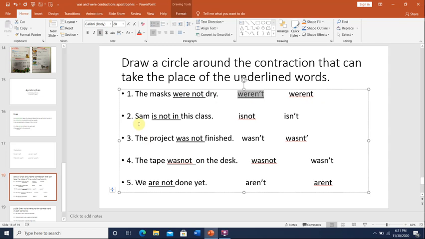Number two, Sam is not in this class. This is not supposed to be underlined.